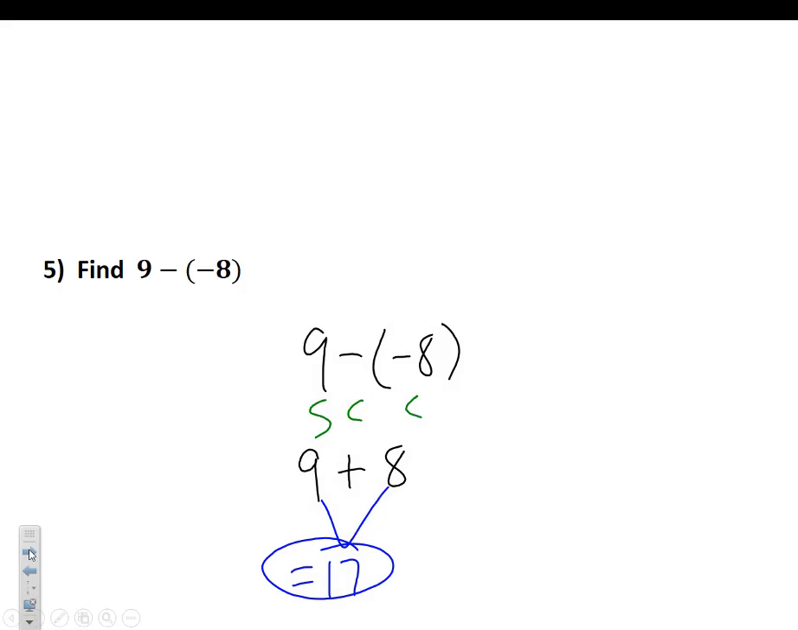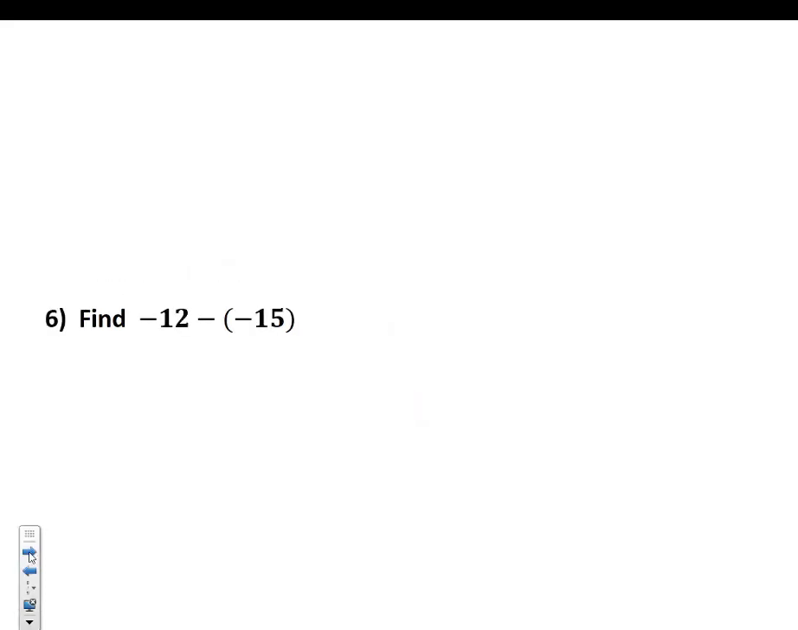One more example before our quick write. Negative 12 minus a negative 15. I recognize subtraction. I know I have to add the inverse or the opposite. And how do I do that? Same, change, change. To add the opposite, negative 12 stays the same. Subtraction becomes addition. That negative 15 becomes a positive 15.